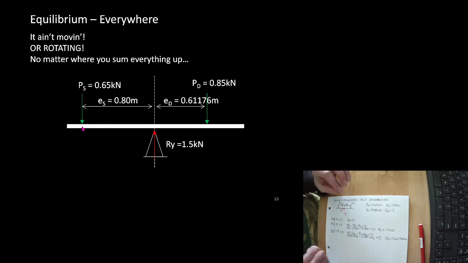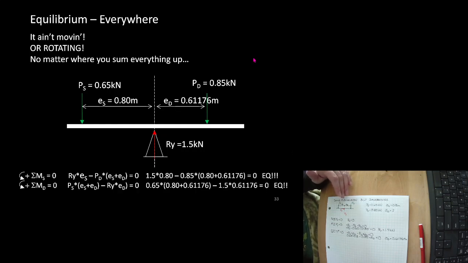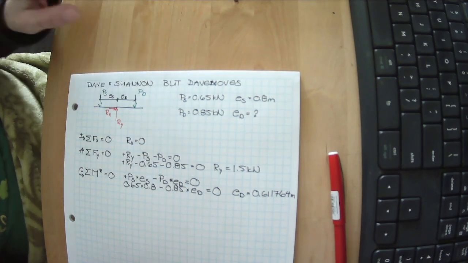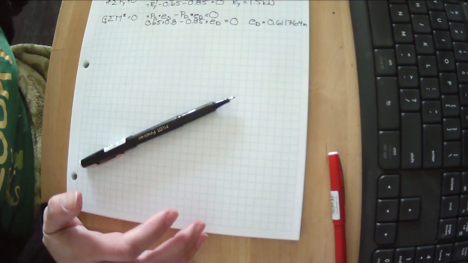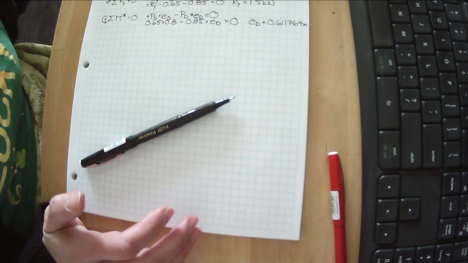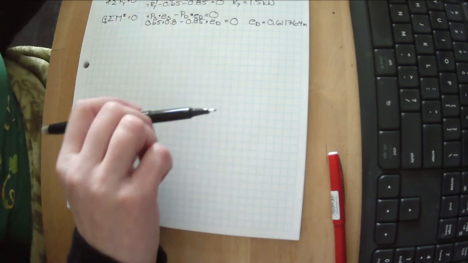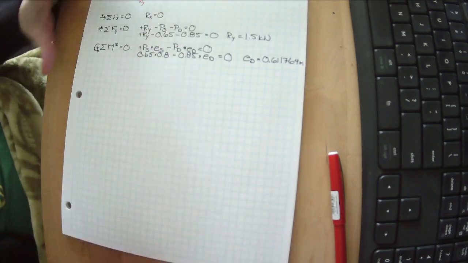Which I know you're thinking, this is bananas. How could it spin about this point? It's this point that is supporting it. Well, if it is in equilibrium about this point, it's in equilibrium about any point. So the math should remain the same. So let's do this same problem, but just slightly differently. Okay, so I'm going to do the same thing.